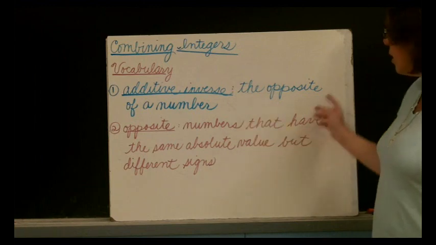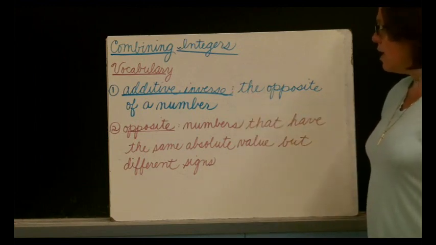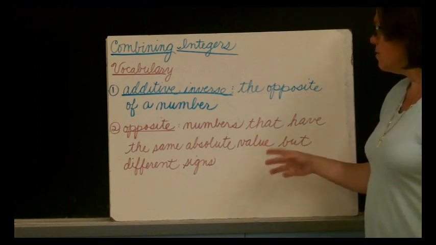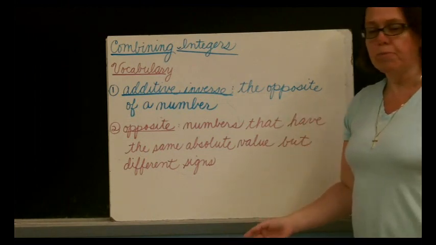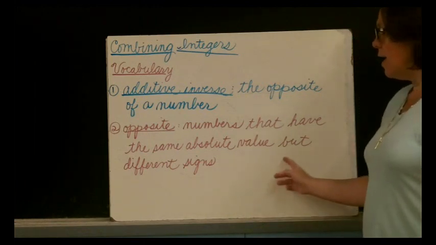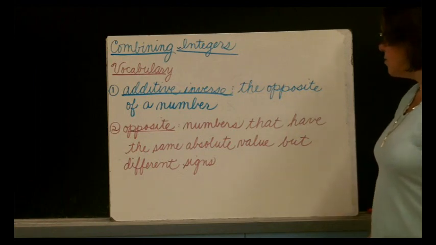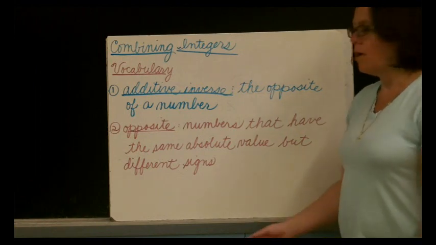And they're actually quite similar. Our first term, additive inverse. The additive inverse of a number is the opposite of a number. And our second vocabulary term is opposite. This we had in our previous lesson. Numbers that have the same absolute value but different signs are opposites.